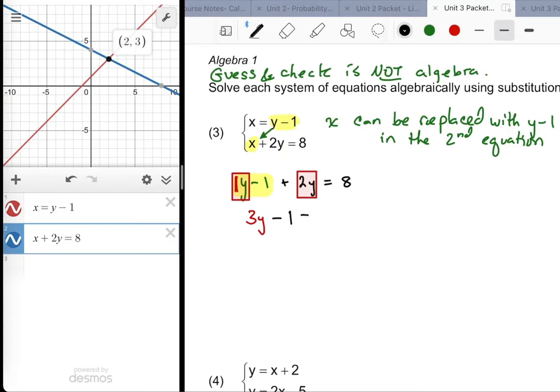Poor quality equal sign. Poor quality 8. Hold on. There we go.